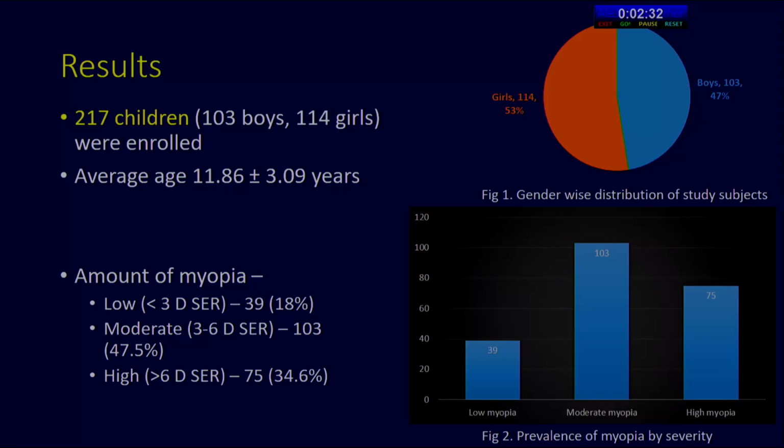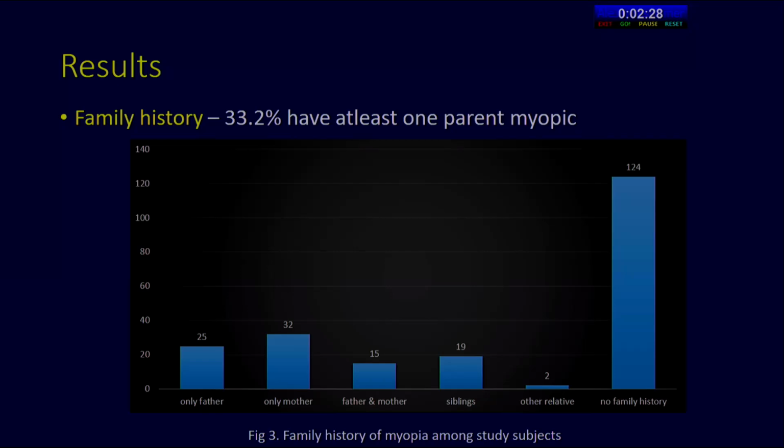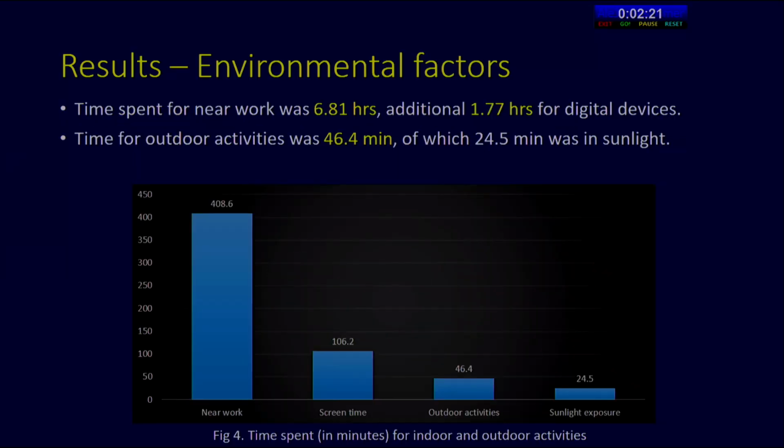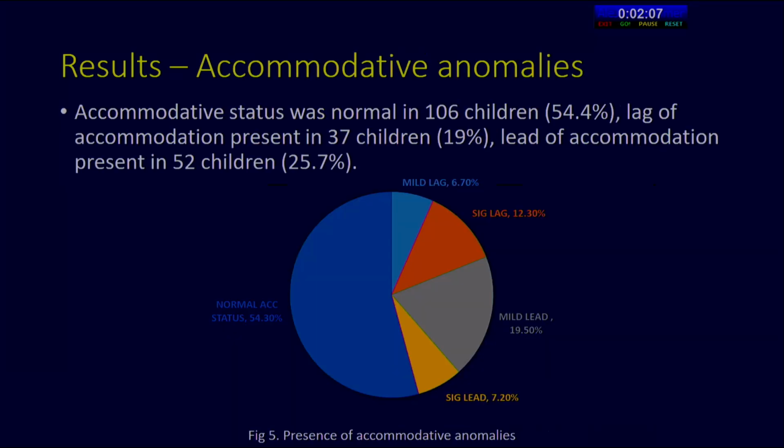Now coming to our results, girls and boys were almost equal, 53 to 47. The amount of myopia, most of them had moderate myopia between 3 to 6 diopters. Family history, at least 1/3 of the children had one parent myopic. And among the environmental factors, the total time spent for near work was 6.81 hours, along with an additional 1.77 hours for digital devices, but for outdoor activities, only 46 minutes was given. And at least 46% had some kind of accommodation anomaly. Lead was more common than lag.